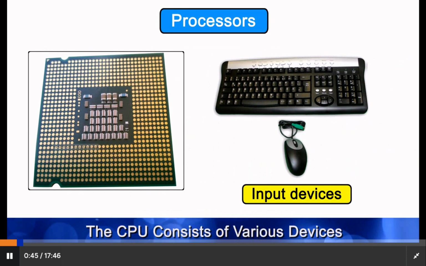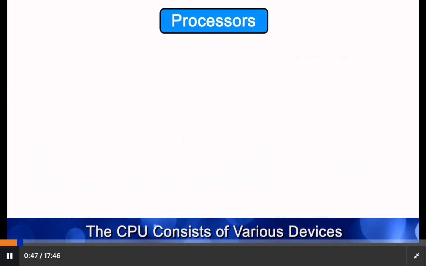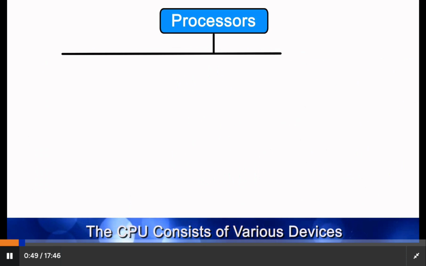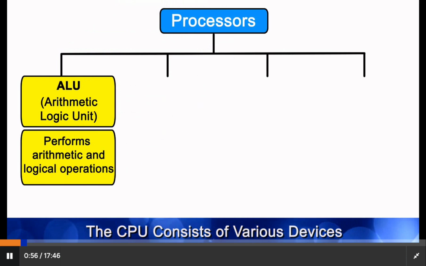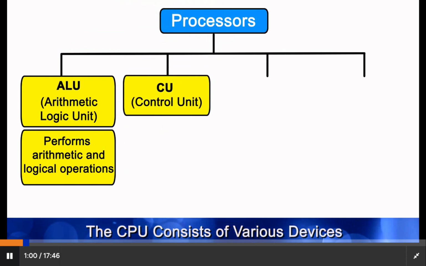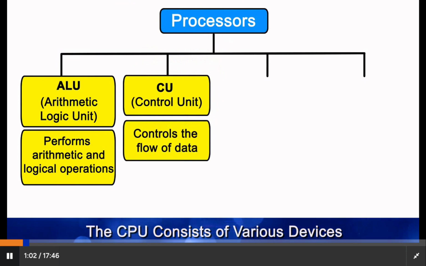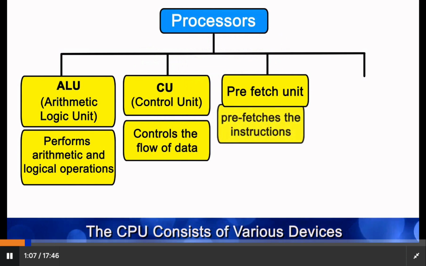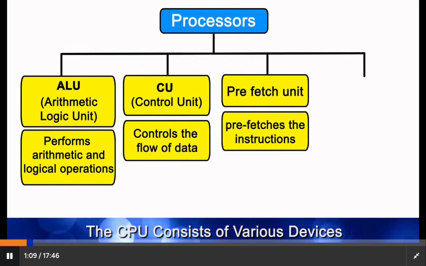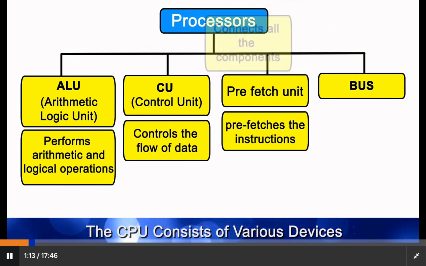The CPU consists of various devices. ALU, Arithmetic Logic Unit, which performs arithmetic and logical operations. CU, Control Unit, controls the flow of data. Prefetch Unit, prefetches the instructions needed for ALU. Bus, connects all the components in the CPU.